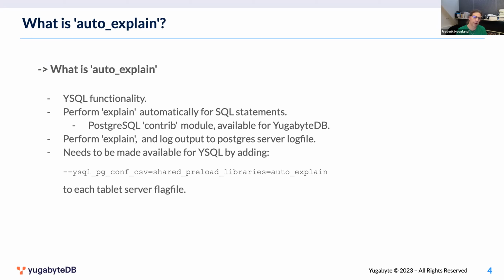But if you do this manually by hand, by manually setting the YSQL pgconf CSV G flag, then you explicitly need to do it for each individual tablet server.